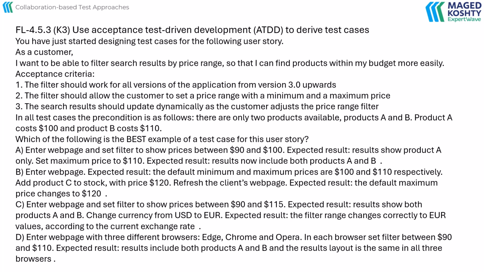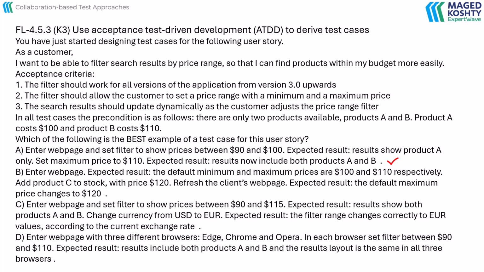A. Enter web page and set filter to show prices between $90 and $100. Expected result. Results show product A only. Set maximum price to $110. Expected result. Results now include both products A and B. This is correct. The test case verifies acceptance criterion 2, set the range, and acceptance criterion 3, update the search results automatically.